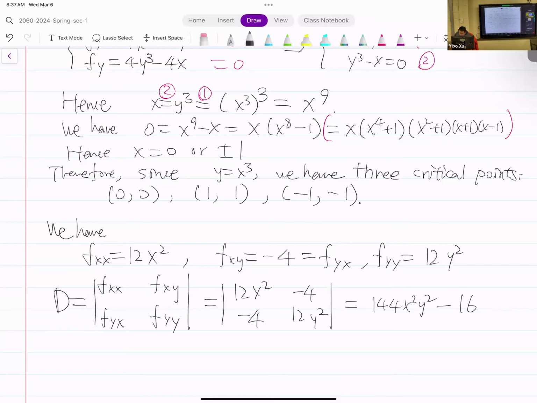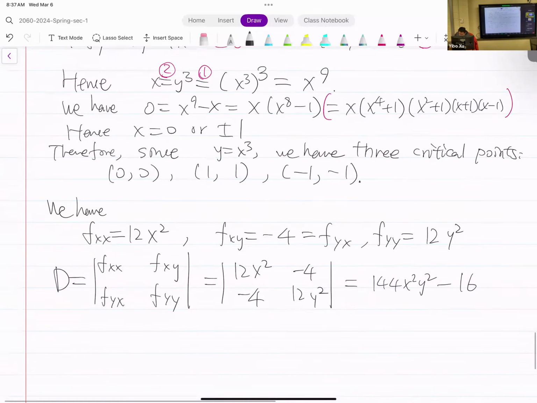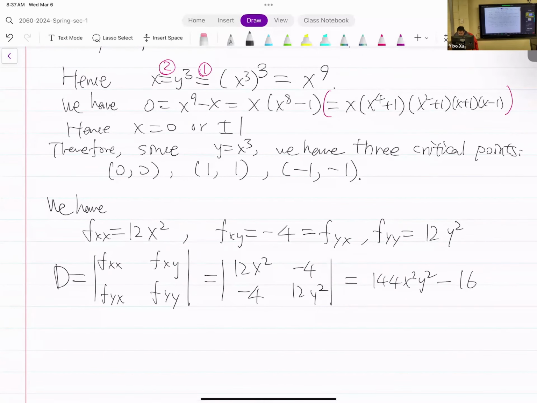And we are almost done. So now, this is the determinant value for any xy pair, right? But now we have 3 xy pairs. So we just calculate at 0, 0. What do we see? We see cap D is -16, which is negative. Okay. So if you refer to the cases, that's case 1. So cap D is negative, so it is a saddle point. So that's good.